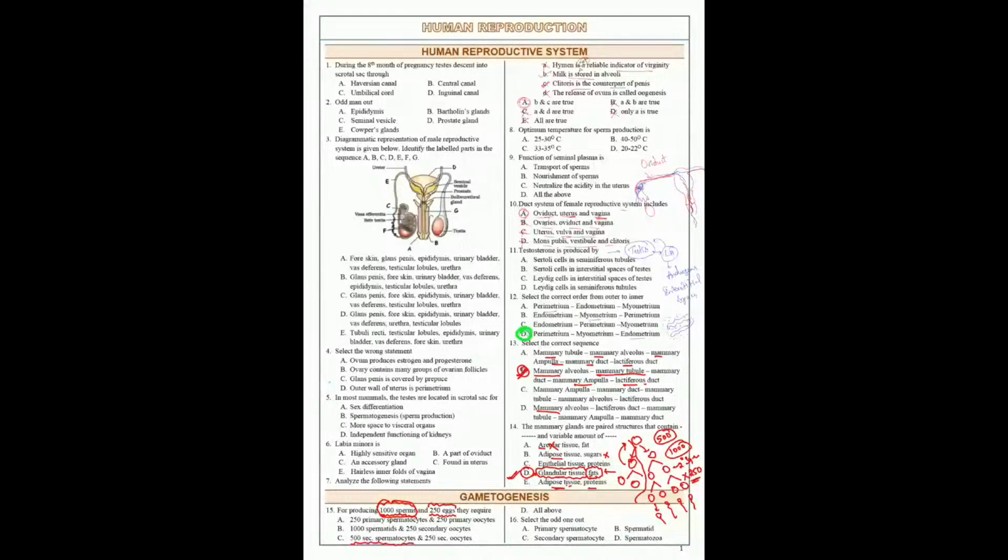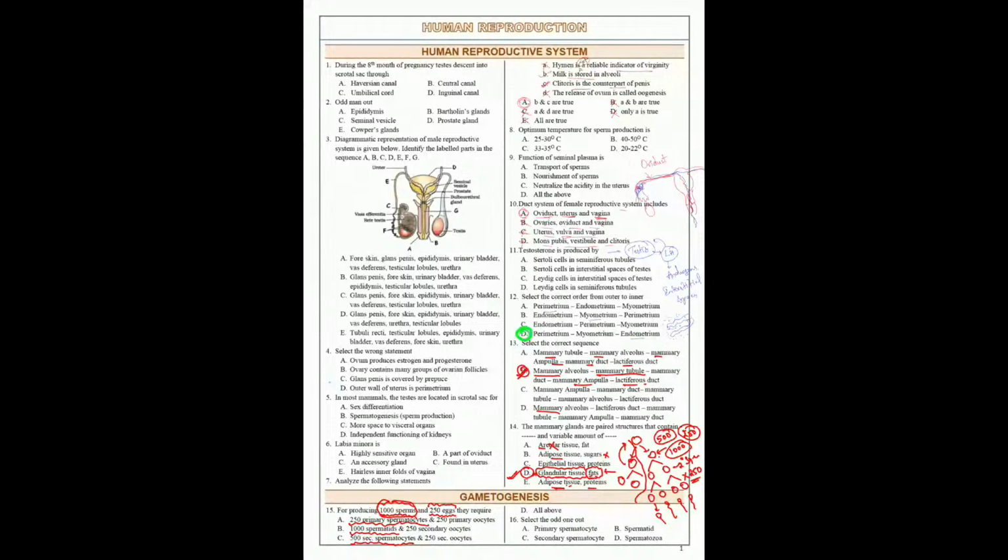Okay, but what about primary? We need 1000 divided by 4, so 250 primary spermatocytes we require. 250 can produce 4, means 250 into 4 is equal to 1000. So 250 primary spermatocytes, it is given here. Now 1000 spermatids are produced. To produce 1000 sperm we need 1000 spermatids. This is also correct. So what will be the correct answer?